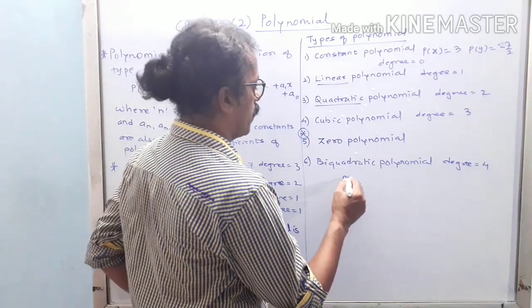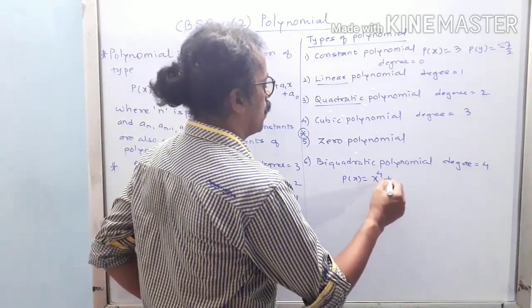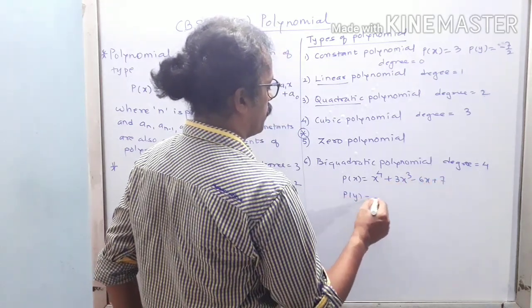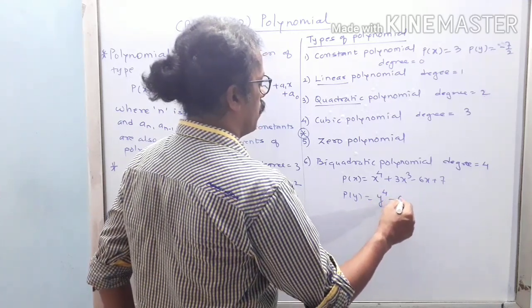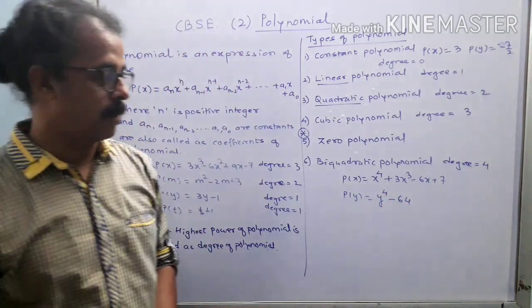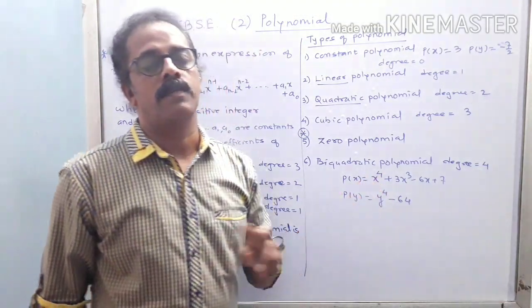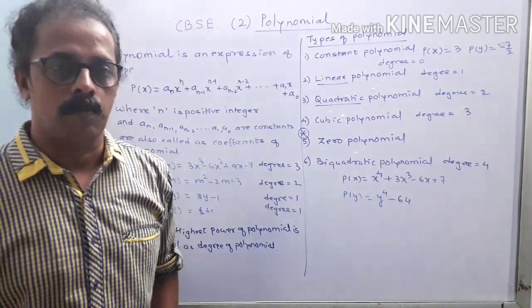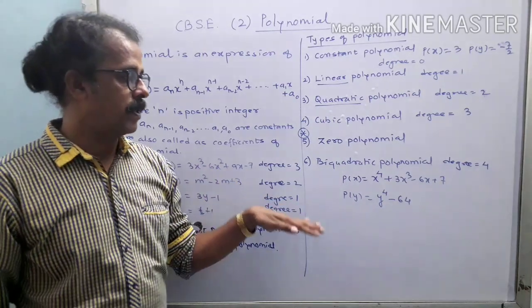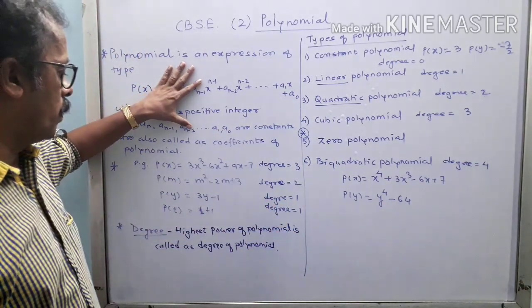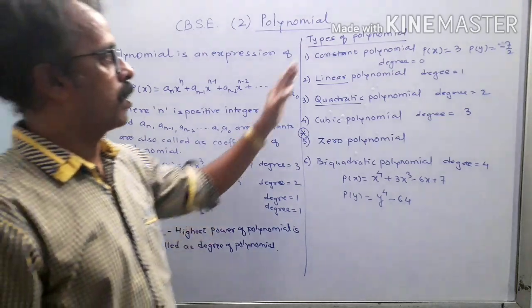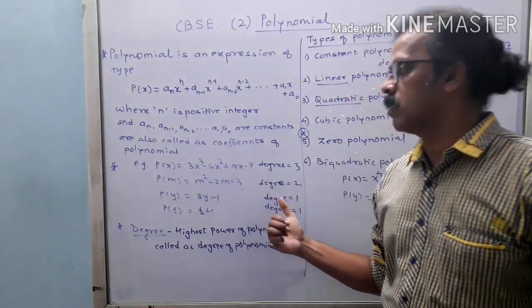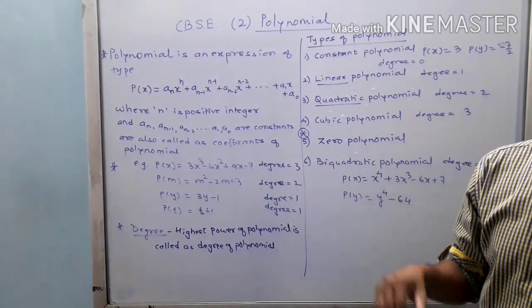Suppose I write p of x is equal to x raised to 4 plus 3x cube minus 6x plus 7, or p of y is equal to y raised to 4 minus 64. Whatever it is, when the degree is 4, we can say that it is a biquadratic polynomial. So this is the start of the chapter, where we reached what the meaning of polynomial is, what the degree is, and what the different types of polynomial are. Try to take a screenshot of this. These are the first 3 questions I ask you in my Google Slides.